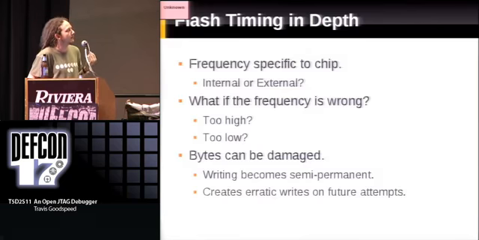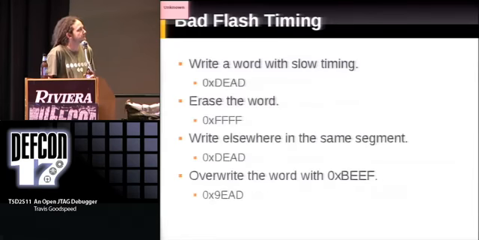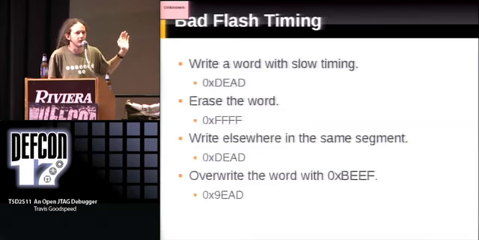So when they're damaged, writing becomes sort of semi-permanent, and it creates erratic writes on future attempts. So on one of the chips that I damaged, I wrote, say, DEAD with slow timing. My clock was 35 kilohertz instead of 350. And then I erased that entire segment, including this word. When you erase flash memory, it goes up to ones, and then when you write it, you're actually clearing out individual bits to get zeros.